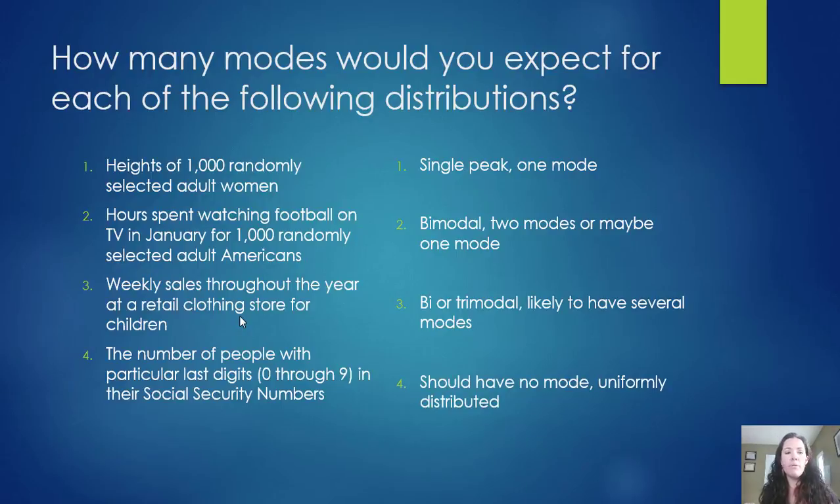And then the number of people with last digit 0 through 9 of Social Security numbers should have no mode, because the last digit of everyone's Social Security number has an equal likely chance of occurring. So the numbers 0 through 9, since there's 10 of them, there's a 1 in 10 chance that you would get any one of those numbers, so it should be a flat line across. So 0 through 9 all have an equal likely chance of occurring. So if we took a poll of a bunch of people, then you should see that the number of occurrences is pretty even across the top.